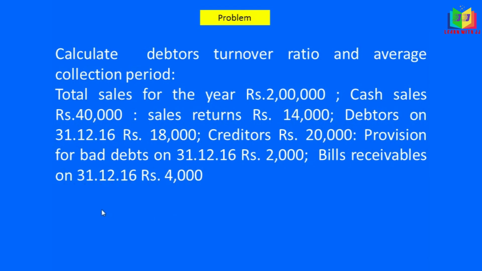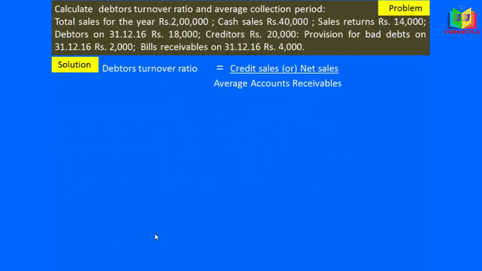In this problem we have to calculate the debtor turnover ratio first, and then we can calculate the average collection period. This average collection period is nothing but the debtors collection period. Let's start doing the problem. For that, the formula is credit sale or net sales. In the absence of information to find the credit sale, we can use net sales.